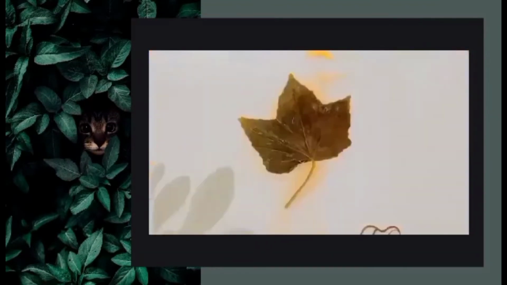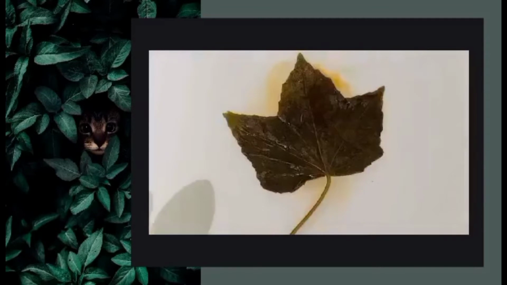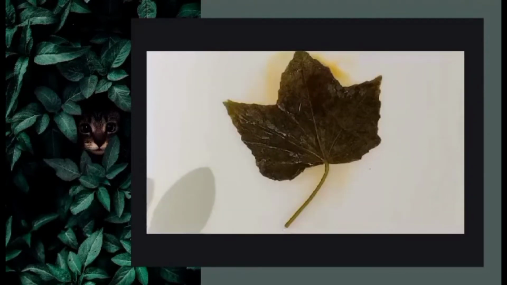Pour the iodine solution over it. It made the leaf color black. That is because the iodine combines with the starch present in the leaf and forms a violet-colored complex. This shows that the starch is present in the leaf.